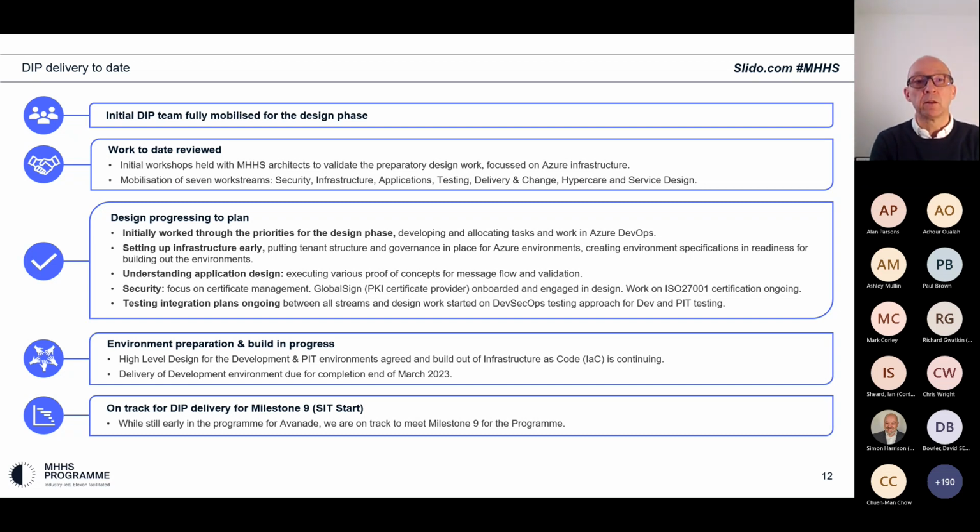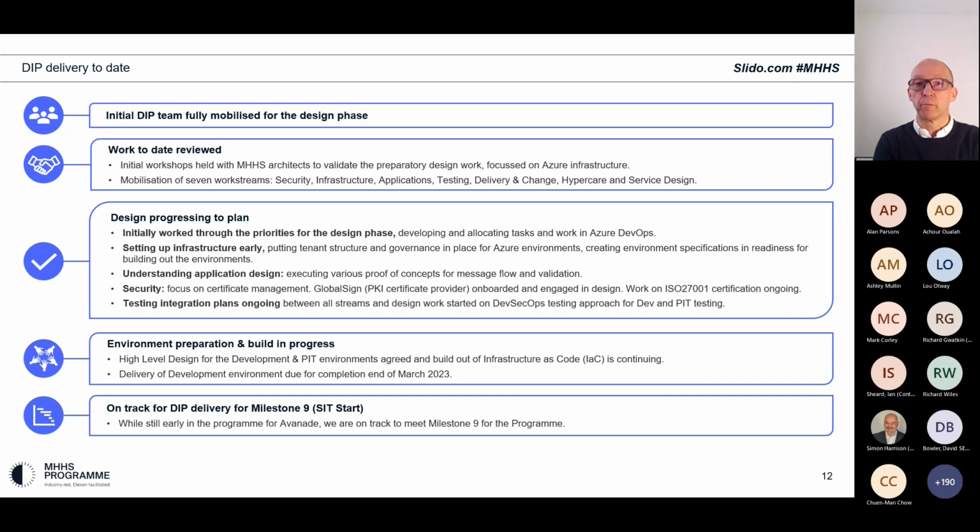So what does that mean? Well, we have a fully mobilised and resourced team. You've got an opportunity to meet a number of the work stream leads today. We've actually got 7 work streams. There are 5 of those on this call. We have a service work stream, which we're mobilising this week, and Laura Poston will be joining us as our service delivery manager. And then we have a hypercare work stream, which we will mobilise a little bit closer to SIT and the time that we move into the more structured industry testing.